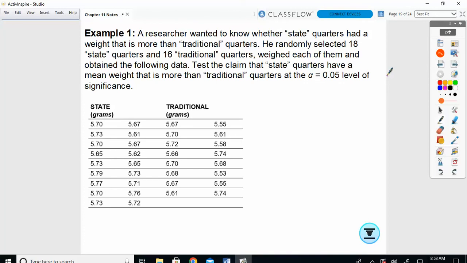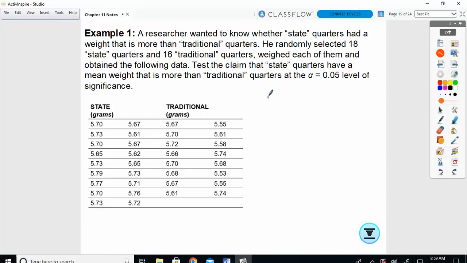Again, part of the reason that I will do these on the calculator is because a lot of times we have the original data. And if you're already entering everything in your calculator, it seems silly to then turn around and do the test by hand. So this one, we want to know if state quarters had a weight that is more than traditional quarters. So we have 18 state quarters and 16 traditional. So that's your first clue that it's not matched pairs, because could we even do the difference on these? No, if you try to on your calculator, it's going to shoot back an error because we have different numbers in each set. So we want to test the claim that state quarters have a mean weight that is more than traditional.